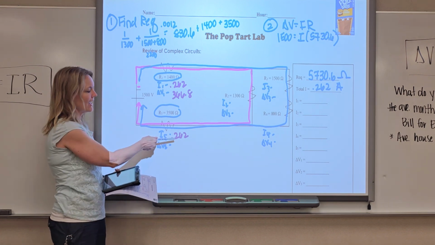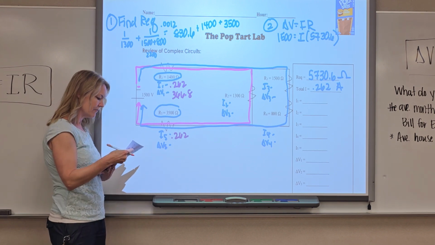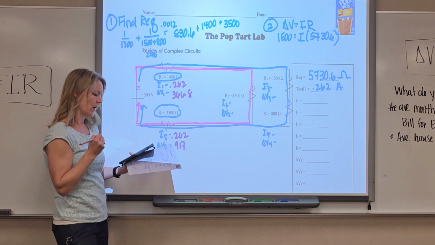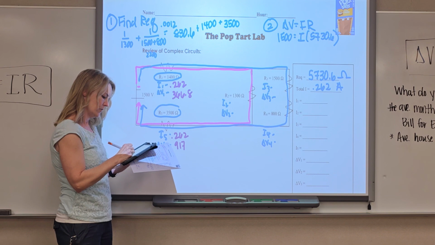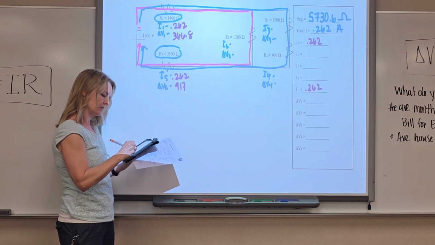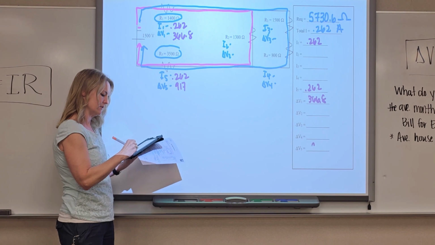At any point, put pause on the video and you type these things in, check to make sure you know how to do them. And then once again, I times R for resistor 5, and I found a voltage of 917. Okay, so I'm going to go through and just pop these things in. I1 was 0.262, I5 was 0.262, V1 366.8, and V5 917.